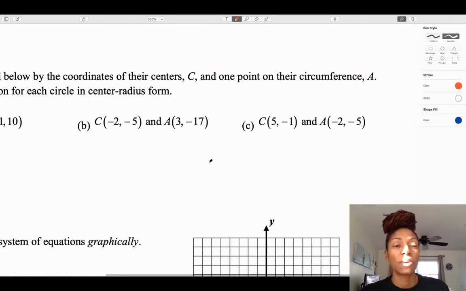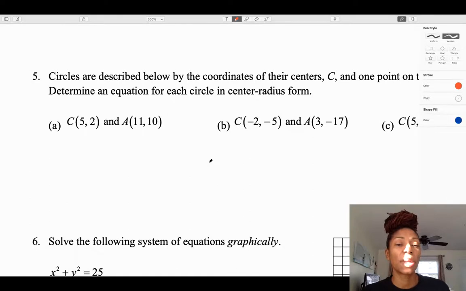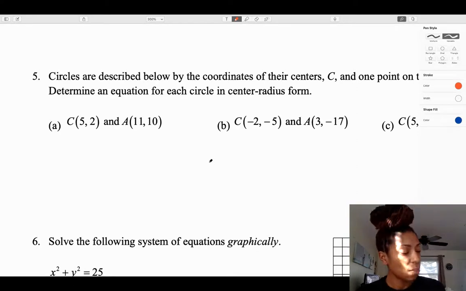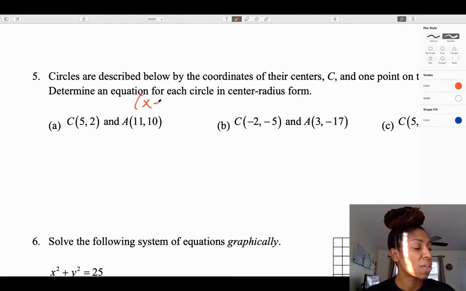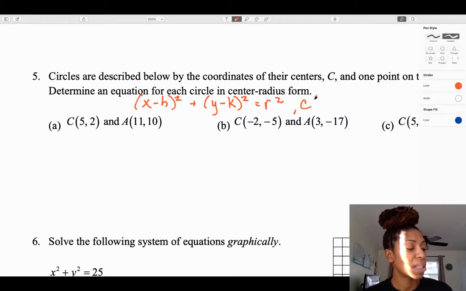Circles are described below by the coordinates of their centers, C, and 1 point on their circumference, A. Determine an equation for each circle in center radius form. So they're giving us a little bit of information, and we have to use this information to get the equation of the circle. The equation of the circle is x minus h squared plus y minus k squared, which equals r squared. The center is h, k, and r is the radius.